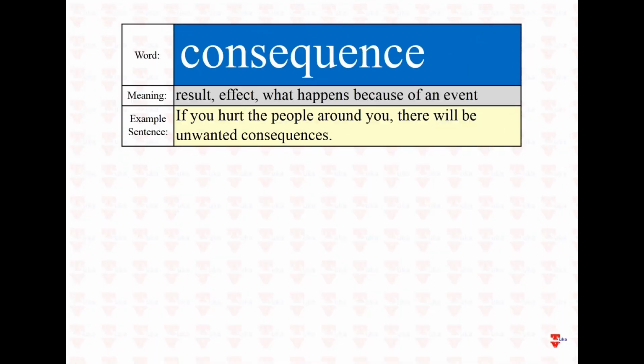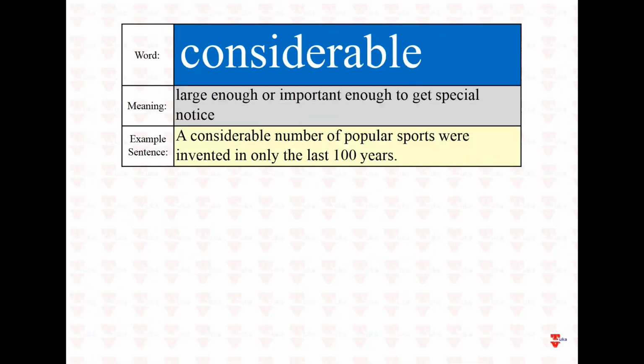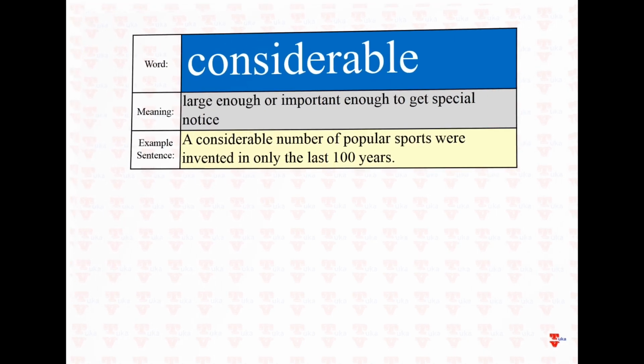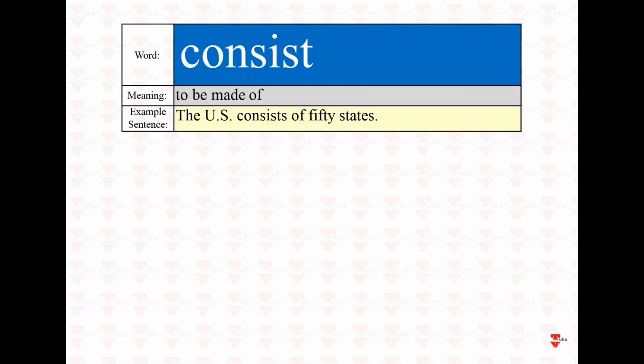Consequence. Result, effect, what happens because of an event. If you hurt the people around you, there will be unwanted consequences. Considerable. Large enough or important enough to get special notice. A considerable number of popular sports were invented in only the last 100 years. Consist. To be made of. The U.S. consists of 50 states.